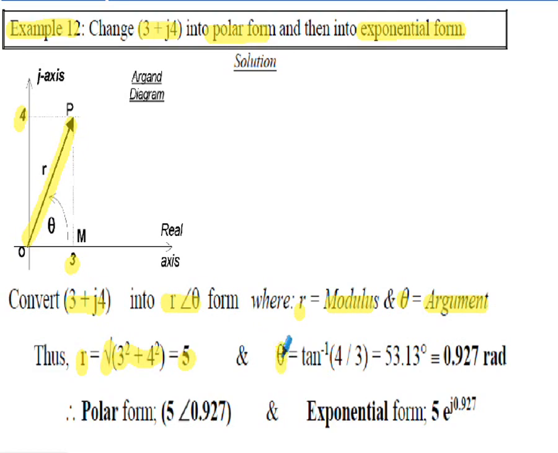And angle theta can be directly calculated from the tan to the minus 1 equation we use. So tan to the minus 1 of the opposite side 4 divided by adjacent side 3 is 53.13 degrees, or in radians 0.927 radians. So in polar form we have 5 argument 0.927 radians, and in exponential form we can write that as 5 e to the j 0.927. So that's the e to the j theta form.